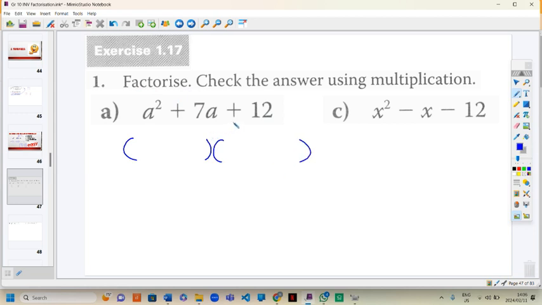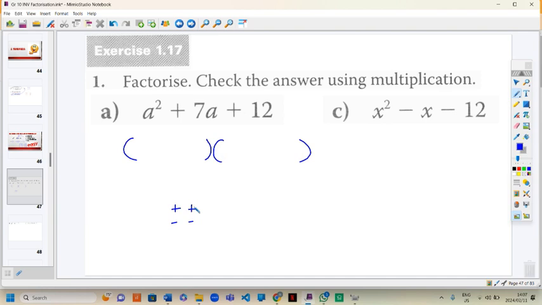Alright, what is the first thing I look at? I first look at if there's a common factor. Is there a common factor amongst these 3 terms? No, there's no common factor. So now what's the first thing I always look at? I look at the sign of the last term. That sign is a positive. So what do I know about that positive? I know that the signs inside of my bracket are either going to be positive and positive or negative and negative, because a negative times a negative gives me a positive, and a positive times a positive gives me a positive.